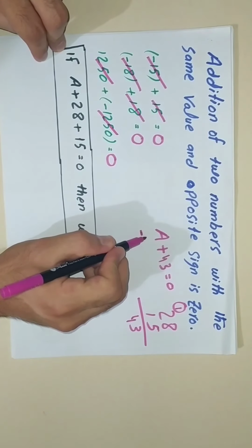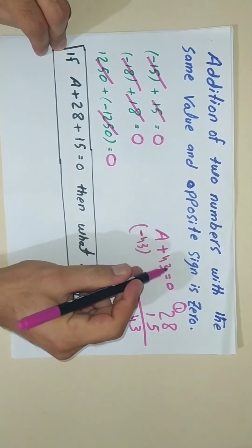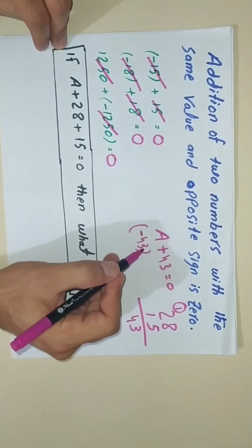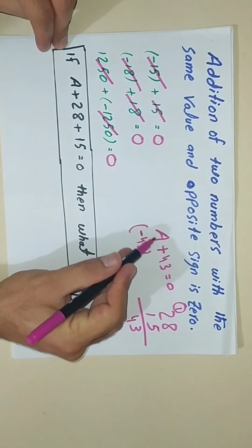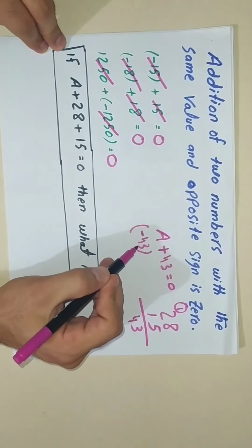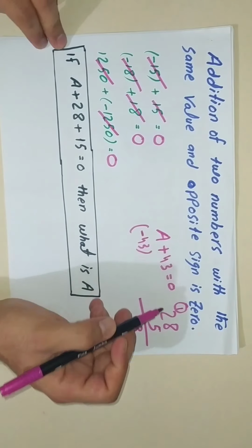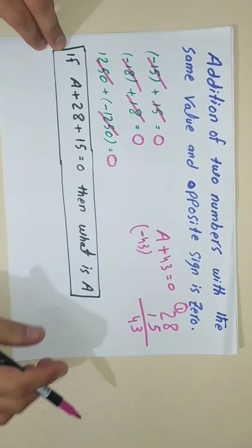If we put minus 43, the answer will be 0 because they will cancel each other. There is no other answer that we can put here that can cancel 43 and make it 0. It is just minus 43 that can make it 0. So the value of a is minus 43.